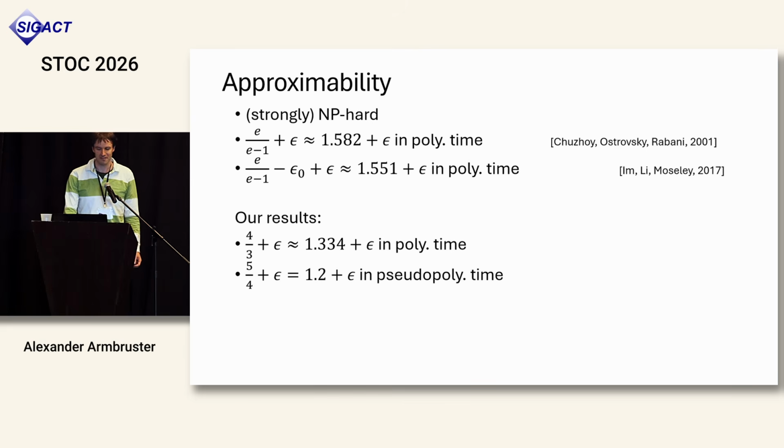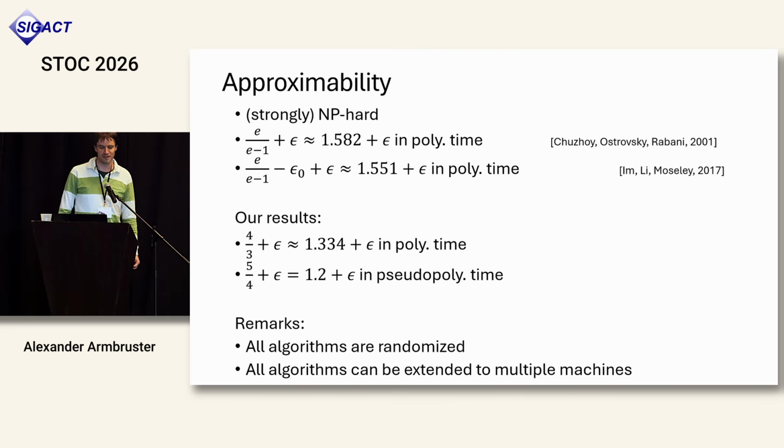So some side remarks. First of all, these algorithms are randomized. And also you actually can extend them to multiple machines. And maybe as a side remark, if you have many machines, then the problem actually gets easier. So Im and Moseley showed that if the number of machines is sufficiently large, you can achieve an approximation factor of 1 plus epsilon. So the really interesting case is if you have one machine or a very small number of them.